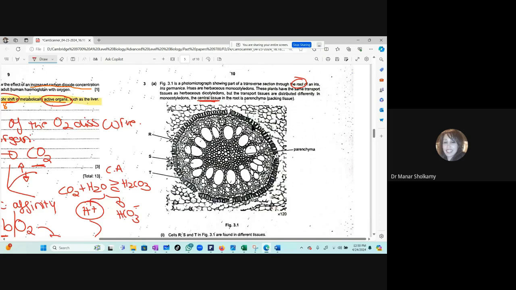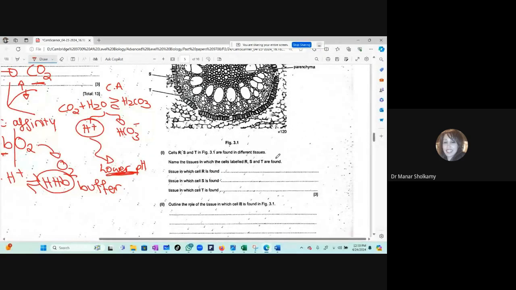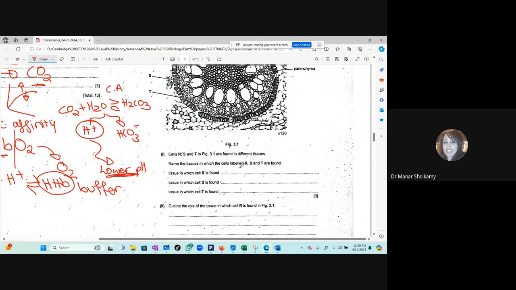Name the tissues in which the cells labeled R, S, and T are found. What is R? It's the center. So what is R? Who will give me an answer?